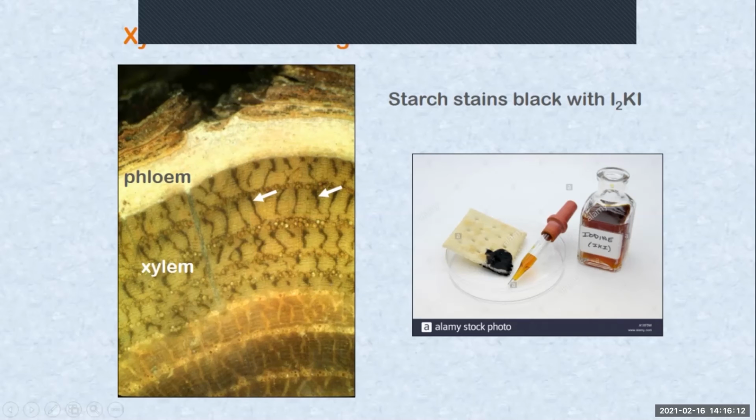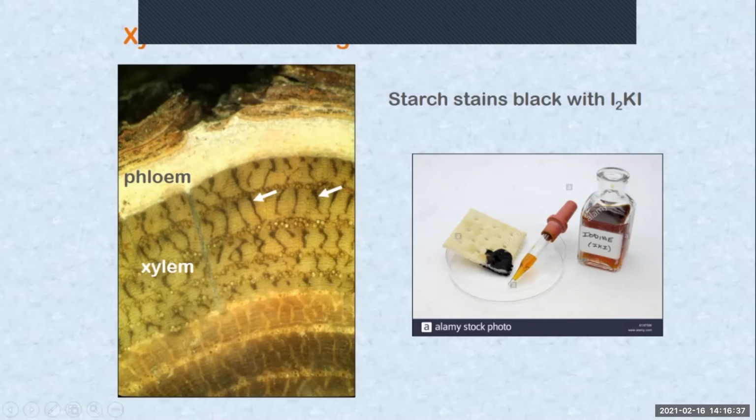But xylem also has food storage as a function. As I mentioned, the potassium iodide stain can stain starch black. And so these little areas in the xylem have been stained with potassium iodide and they've turned black. And that's because there's a lot of starch being stored in these cells in the xylem.